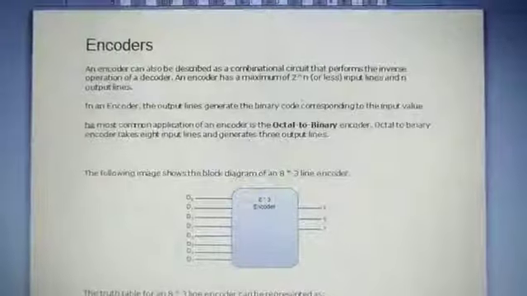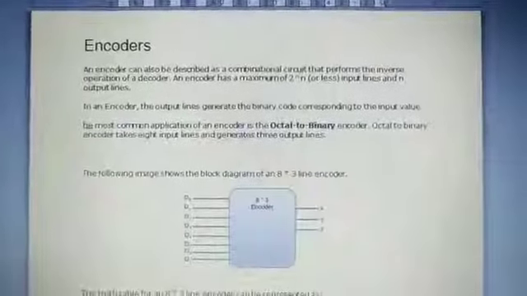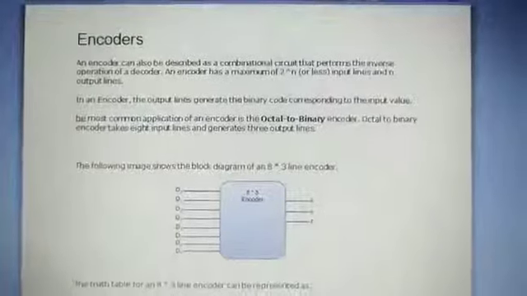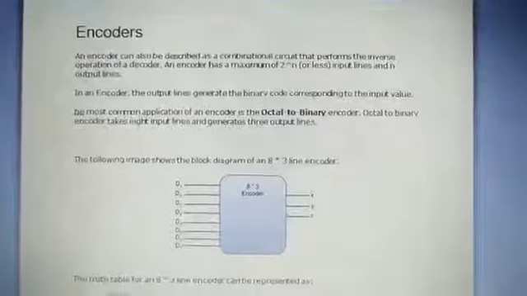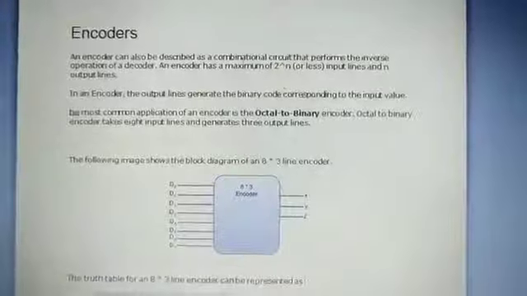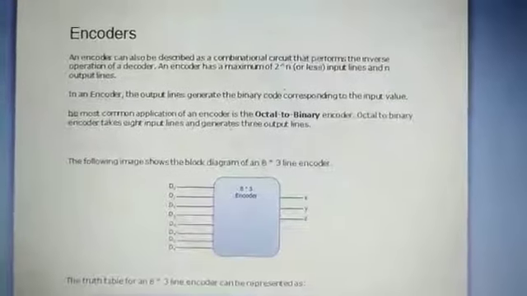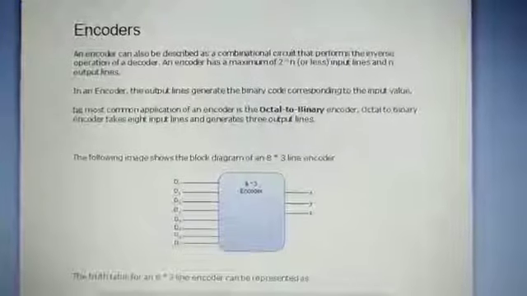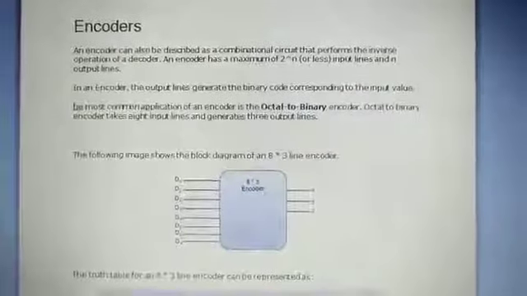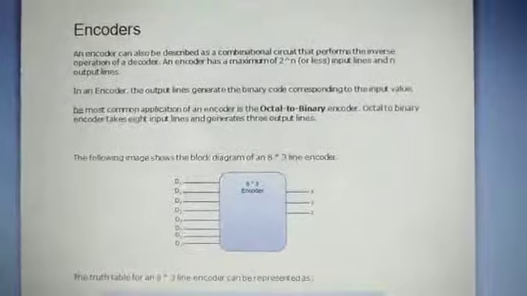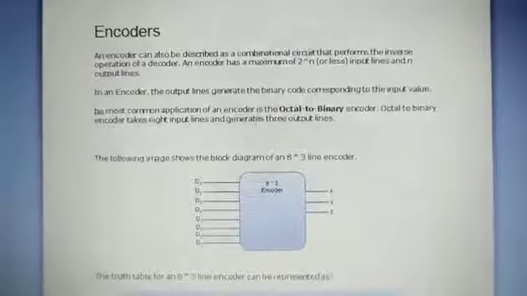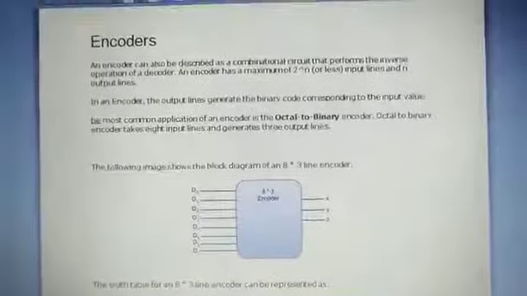It has n input lines, only one of which is activated at any time, and m output lines. It encodes one of the activated inputs to a coded binary output with m bits. So in an encoder, the number of outputs is less than the number of inputs.